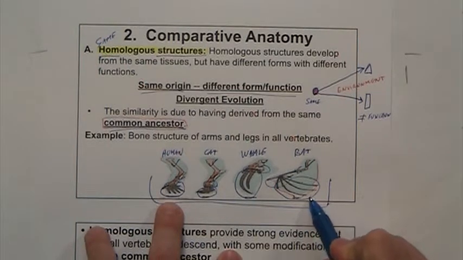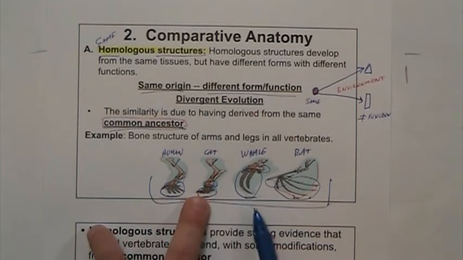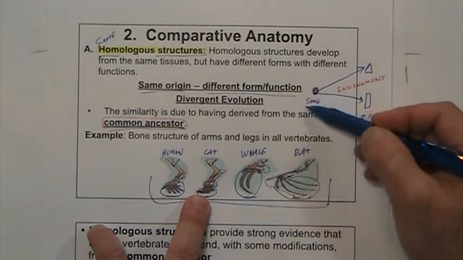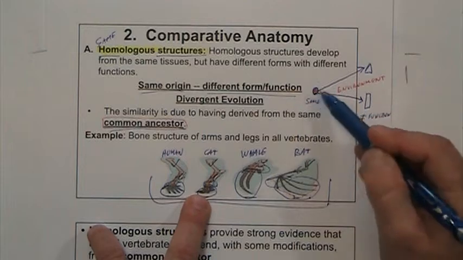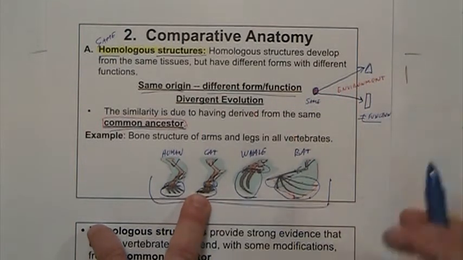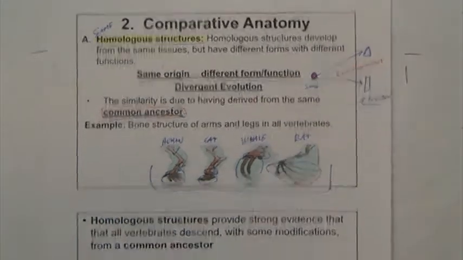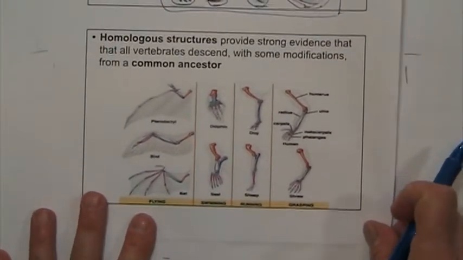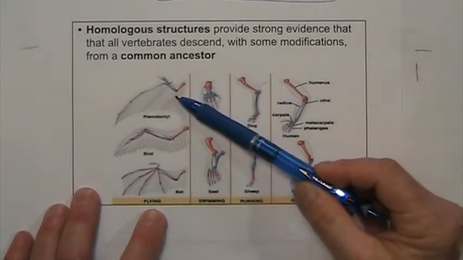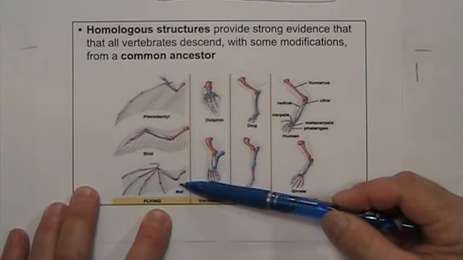until you end up with these different forms that fulfill different functions: grabbing, walking, jumping, swimming, and flying. So same origin, our ancestor had all the same, but now they all fulfill a different function, and they look different because they have been adaptations to different environments. I have the same thing here in more detail, and you can see the names there. Here is a pterodactyl, one of the flying dinosaurs, a bird and a bat.